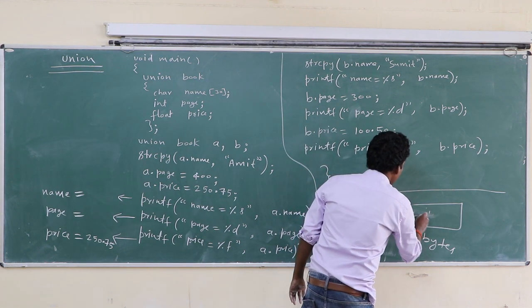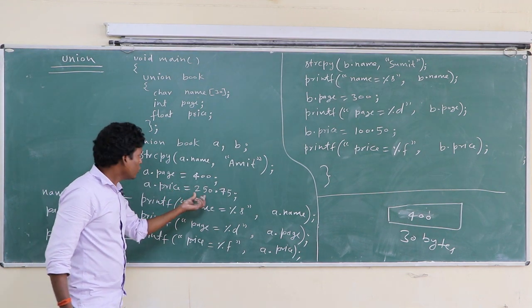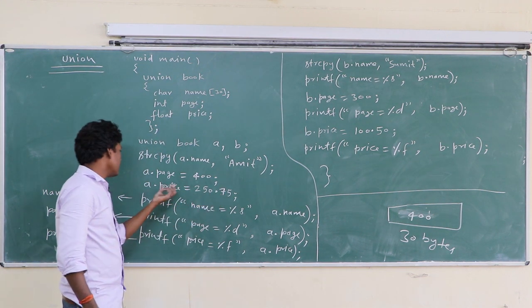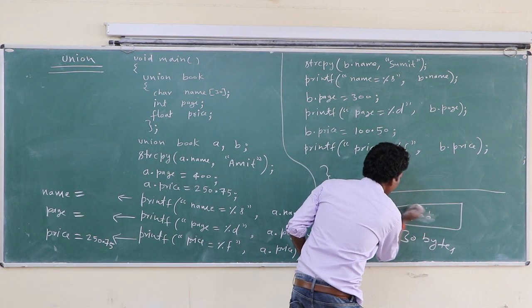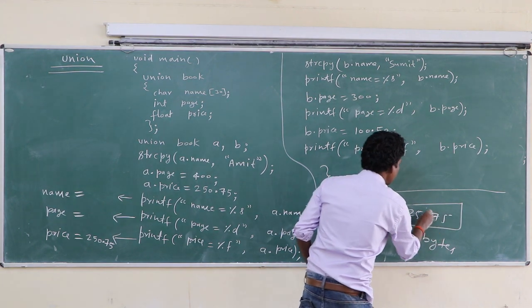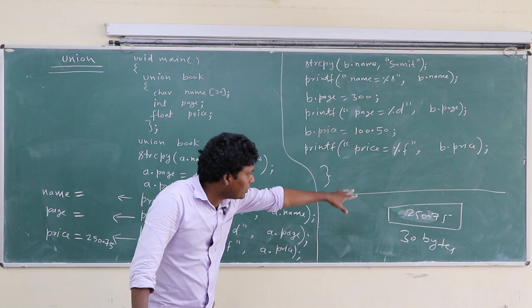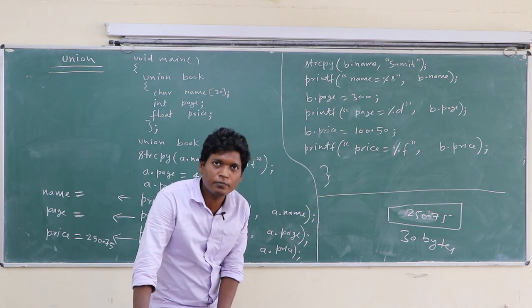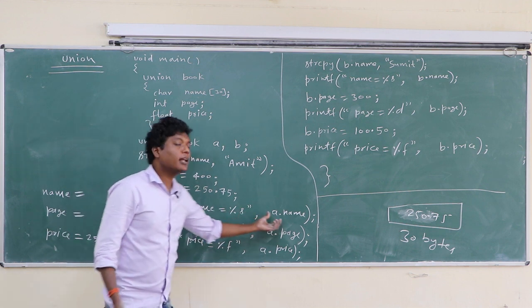So here is 400, but in the last you have assigned 250.75 to a dot price. So again it overwrites. Above the 400, 250.75 is assigned. Now the final value in this memory is 250.75. That is why this printf prints nothing.